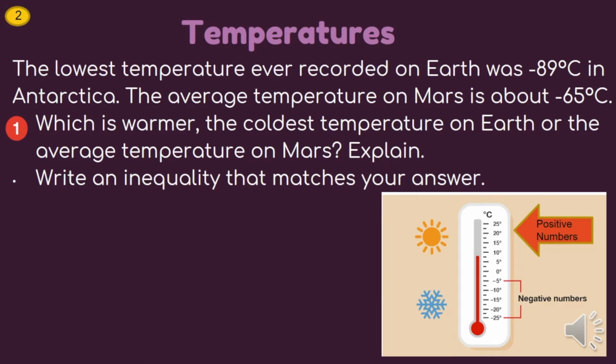Remember, a thermometer is an example of a vertical number line. Now, of course, we know that when the temperatures are above 0, those represent warmer temperatures because the number is positive. And when the temperature is below 0, those temperatures are colder because the numbers are negative.